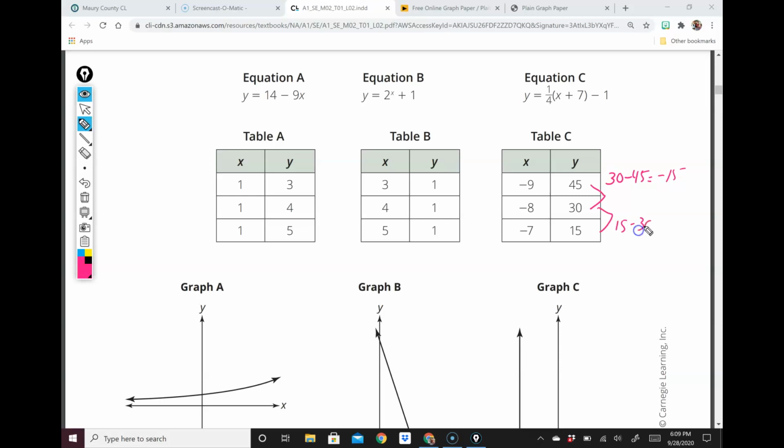15 minus 30 also gives me a negative 15. And that gets it. So that gives me a constant rate of change. So that is also a linear function. Graph A.